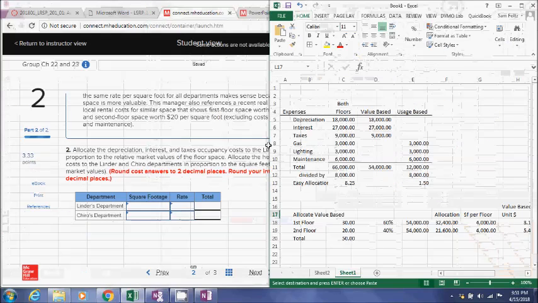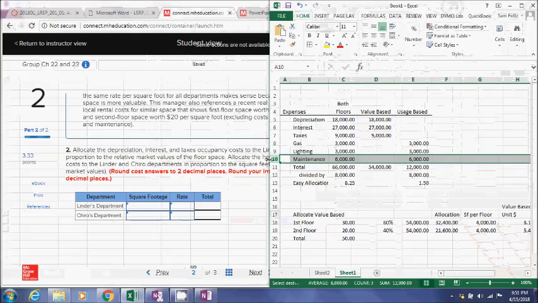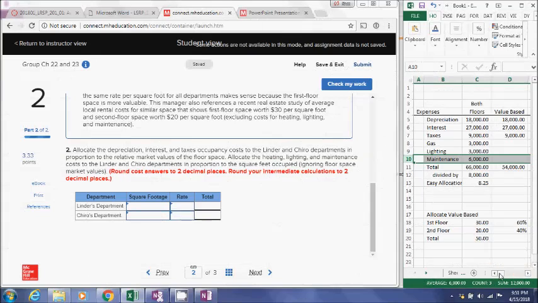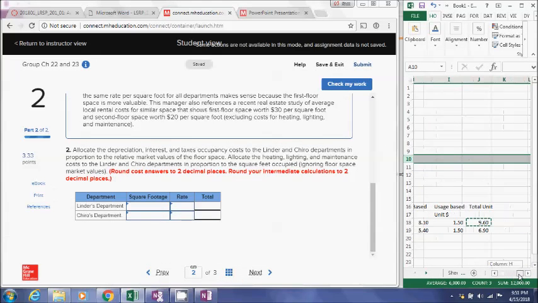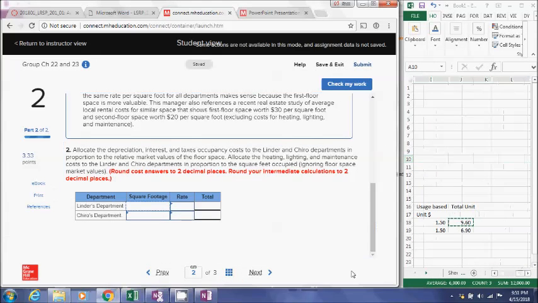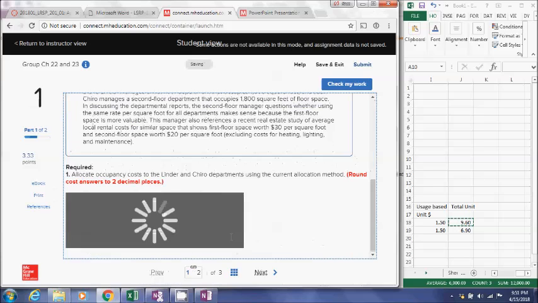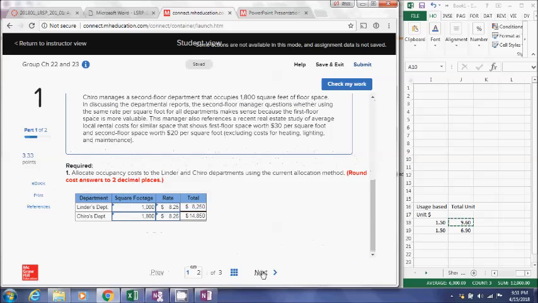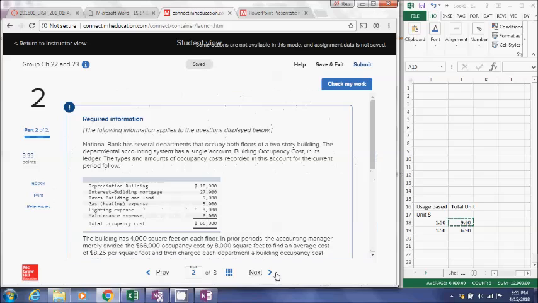Let's see what happens. Let me go ahead and bring this back over, and we'll see if we can skinny it down so we can see everything. So there's our new numbers. So now Lender has 1,000 on the first floor at $9.60. Chiro has 1,800 on the second floor at $6.90. Looks like Chiro might have been right. Look, he's paying $12,420 under the revised model, but under the old model he was paying $14,850. So I think Chiro had a point.